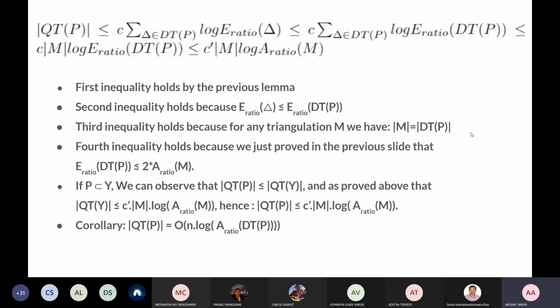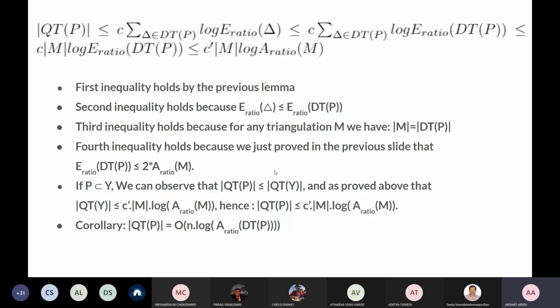But what if it's not the case? We know one thing, that P can never be a superset of capital Y. So let us assume the only remaining case, that P is a subset of Y. Then we can observe that modulus QTP will always be bounded by QTY, because Y is the superset. And as proved above, the number of triangles in QTY, that is modulus QTY, is bounded by C prime modulus M, log aspect ratio of M. Hence, the following theorem holds for P when P is a subset of Y.